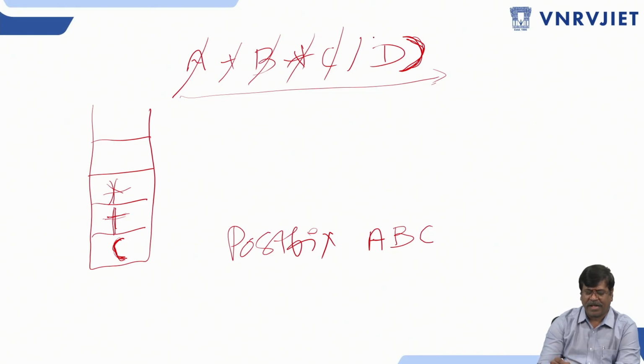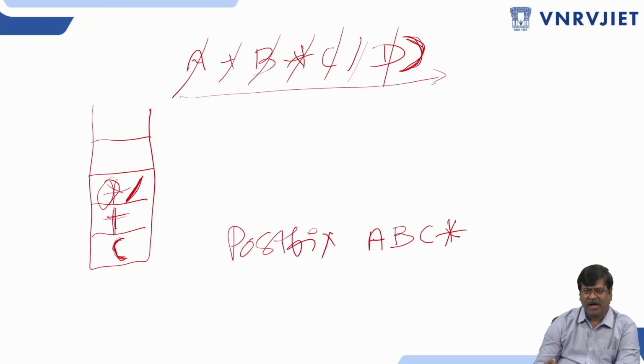So now I am encountering division. Coming to the priority of multiplication and division, both are equivalent precedence operators. So we need to pop out this multiplication from the stack. You can pop it out and add it to the postfix. Then you can insert division into the stack. Now what is the next?